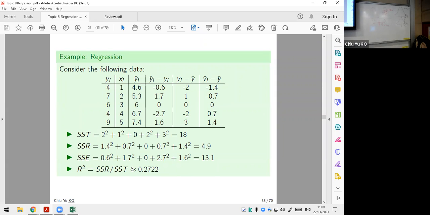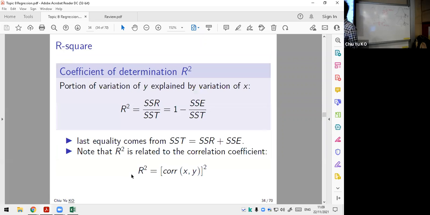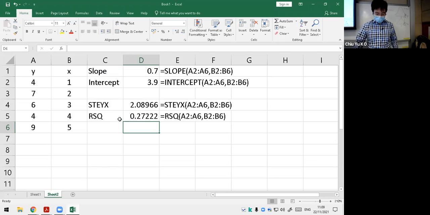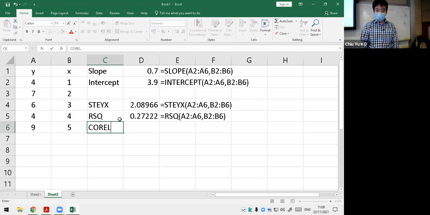Now I want to show you the formula I mentioned here. I want to prove this is right. The coefficient of correlation squared gives you this guy. I hope you still remember this guy is CORREL.